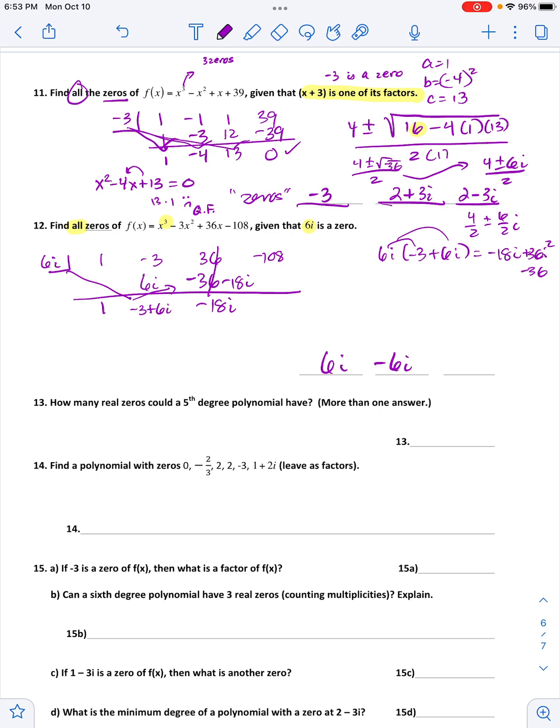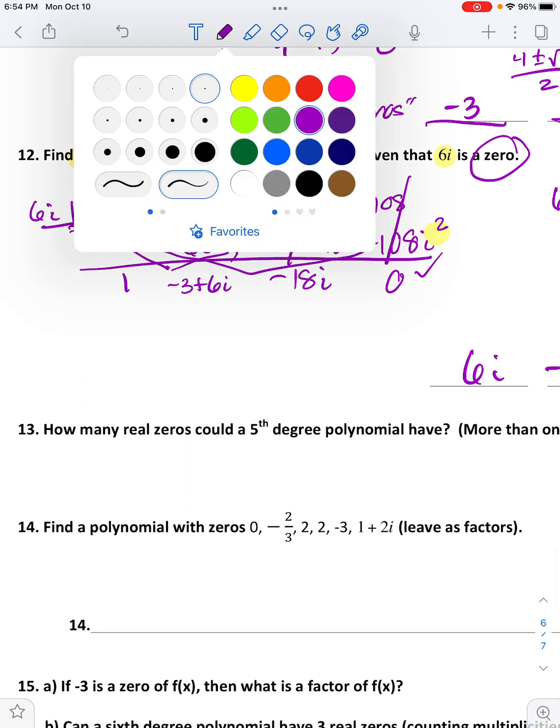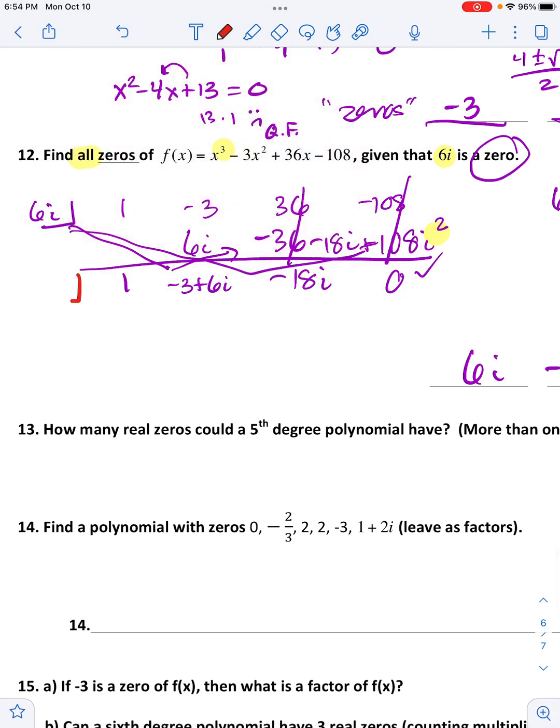So I still have to take my side little box number times the bottom. And so when I multiply that, then I get negative 108i squared, but that i squared is a negative 1. And so it ends up turning this into a positive, so these cancel as they should, because I was told that it was a 0, so it has to have a 0 there. But the fact that they told me 6i was a 0 means negative 6i is another 0. So I have to go another round.